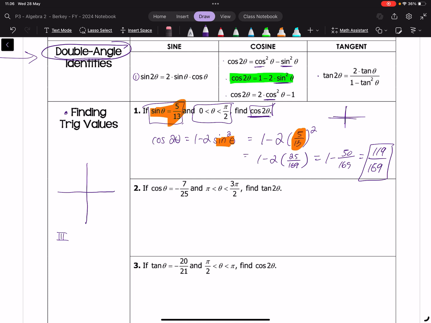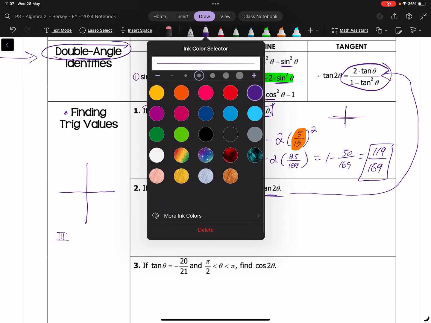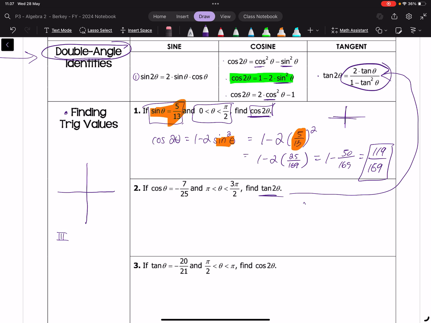But think to ourselves, we're trying to find tangent of 2 theta. We don't have any information about cosine of theta in that equation. So how am I going to use this information given to find tan 2 theta when my equation doesn't have a cosine in it? Well, that's where you brainstorm, you begin to try things, and come over here to quadrant 3 and sketch what this might look like on your graph.